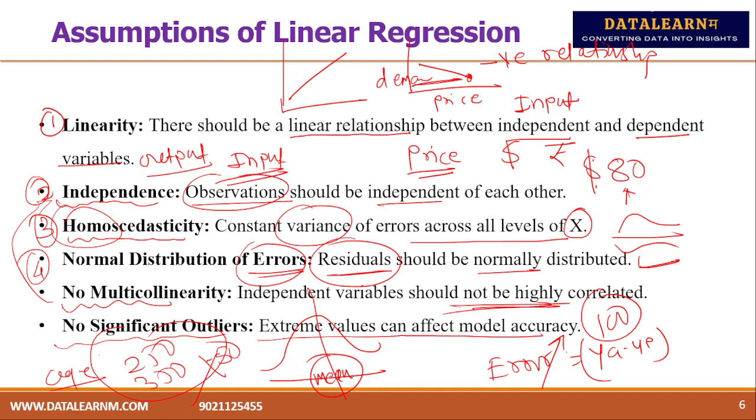It is a very simple algorithm with very simple assumptions, very easy to understand. Linearity, independence or no multicollinearity, you can combine these two. There should be independence or no multicollinearity between input variables. There should be homoscedasticity for the errors, that is, constant variance for all the levels of X for error values, and a normal distribution of errors. If you plot the errors, they should follow the normal distribution, and no outliers are allowed.